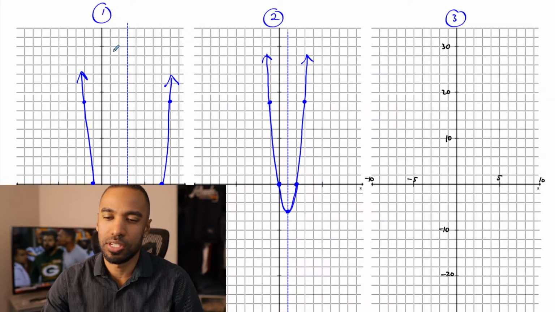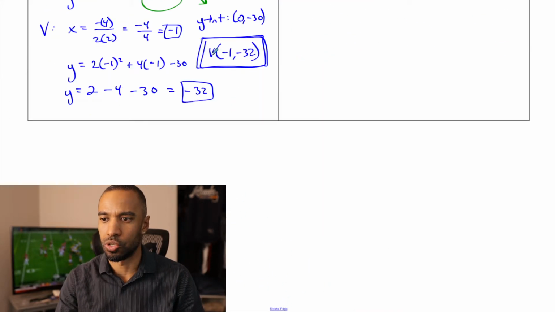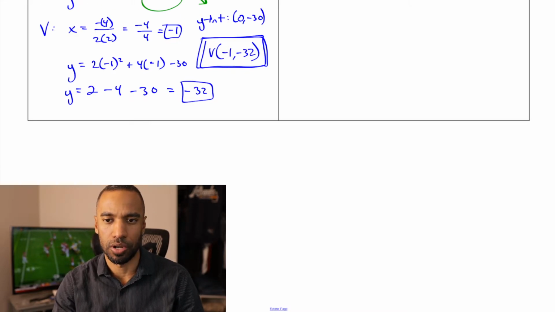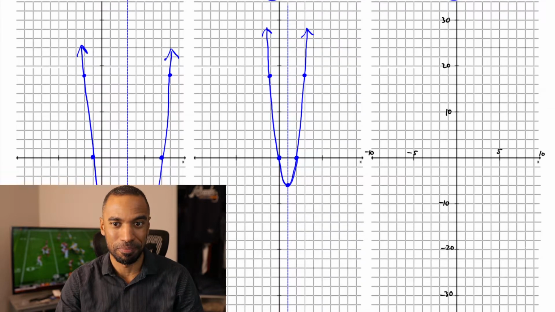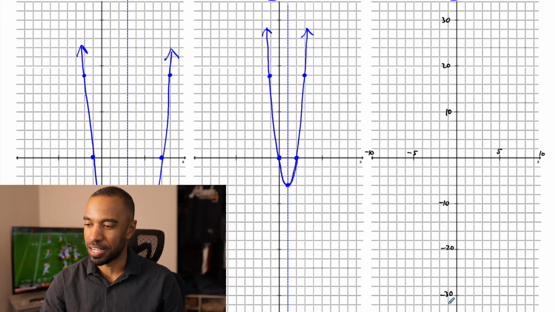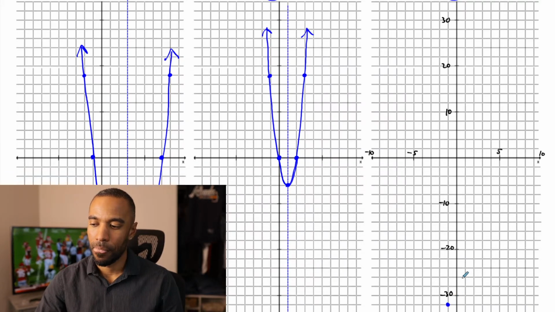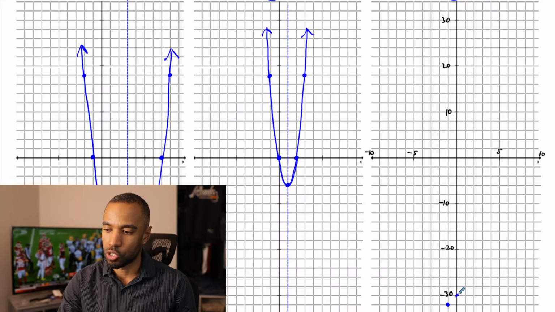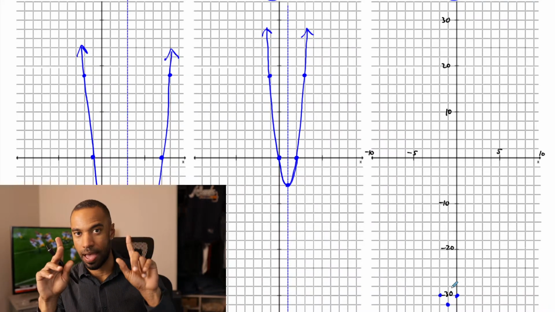All right. So our vertex is at negative 1, negative 32. The y-intercept is at 0, negative 30. Now I have to remind myself that when I go by 2's, I got to count the 2's. Our vertex is down here, at negative 1, negative 32. Remember, I'm going by 1's on x. And 0, negative 30 is right here, which means if I reflect across the axis of symmetry, there should be another point. Now I'm going to start my count to go all the way back up and through.